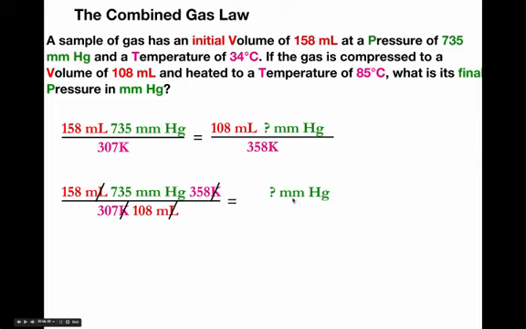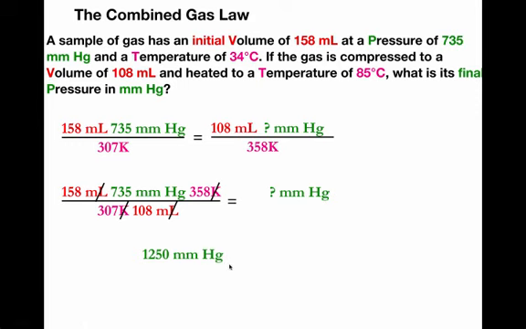The only unit we're left with is millimeters of mercury, and it will turn out to be 158 times 735 times 358 divided by 307 divided by 108. And that turns out to be about 1,250 millimeters of mercury. I think I might have rounded in this case, but suffice it to say that this is pretty much close to all of those numbers multiplied and divided in the appropriate way. So if we decrease the volume to 108 milliliters and we increase the temperature to 85 Celsius, the new pressure of our gas in our container will be 1,250 millimeters of mercury.